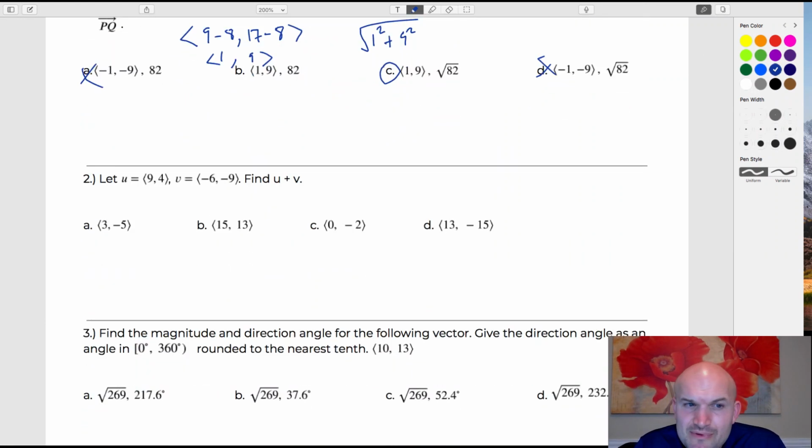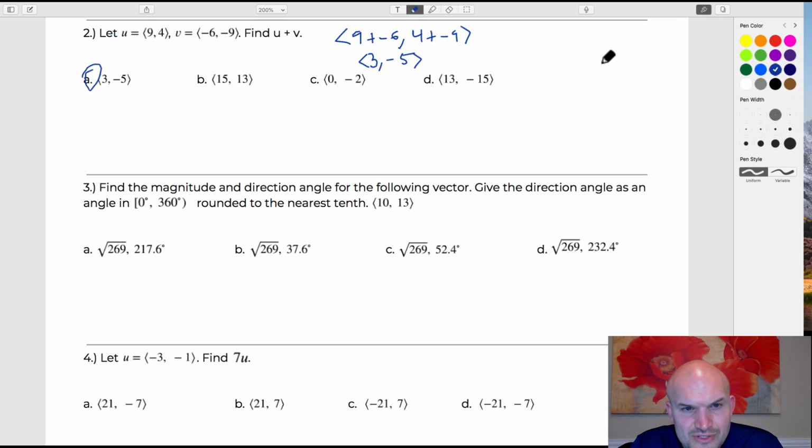Let u equal <9, 4> and v equal <-6, -9>. Find u plus v. Again, guys, this is basically just adding your first and second components. So this is 9 plus negative 6, and 4 plus negative 9. This gives me <3, -5>. Answer A.